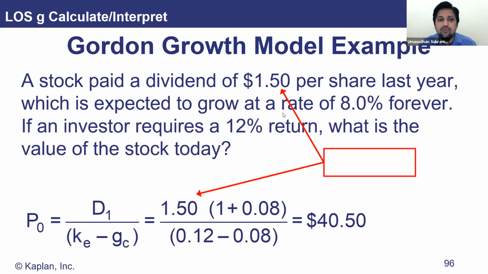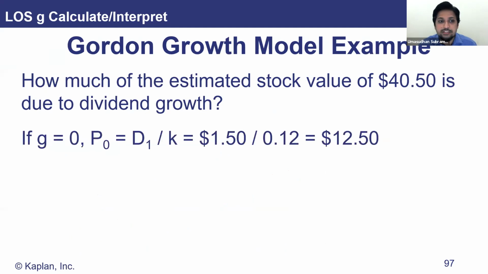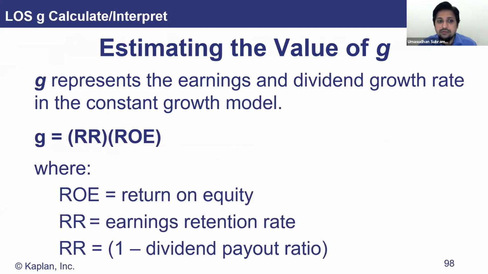This is one way to identify the growth rate. In this question, if you see here, how will you get the 8% growth rate? In this case it is given to you, but practically, if you are valuing a stock, you need to calculate the growth rate. In an exam, they might give it to you, or they might ask you to calculate it based on this formula, RR times ROE. But practically, you would have to do it anyway.